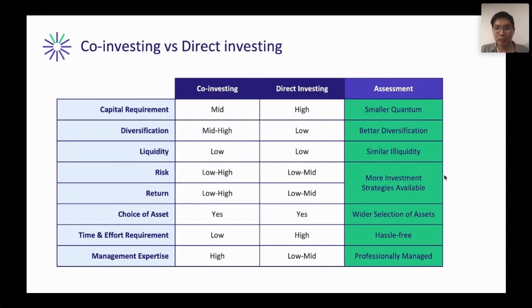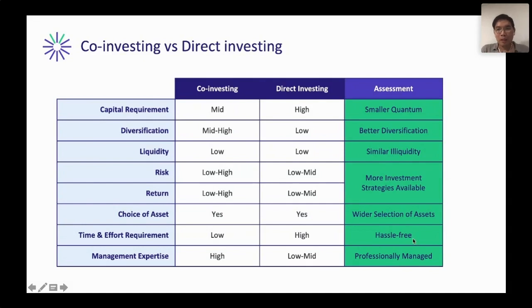It also gives us, when compared to direct investing, a smaller investment capital requirement. There's also diversification benefits, and there's also lower risk. But last but not least, it gives us a hassle-free investment experience because there's little time and effort for the investor compared to direct investing.